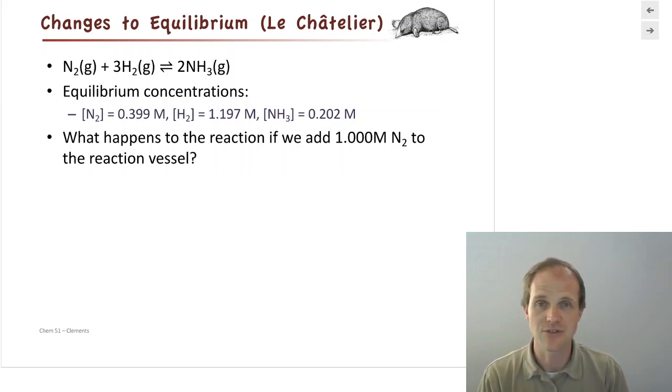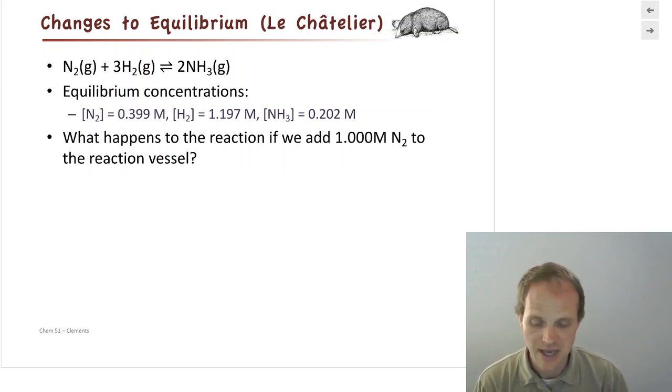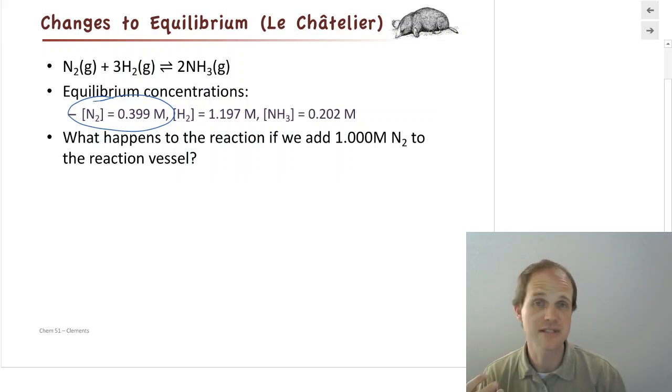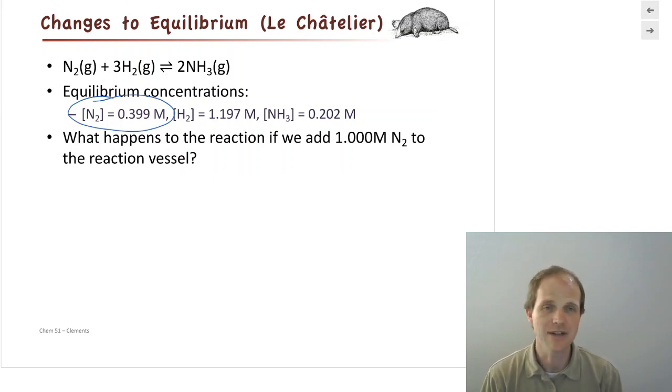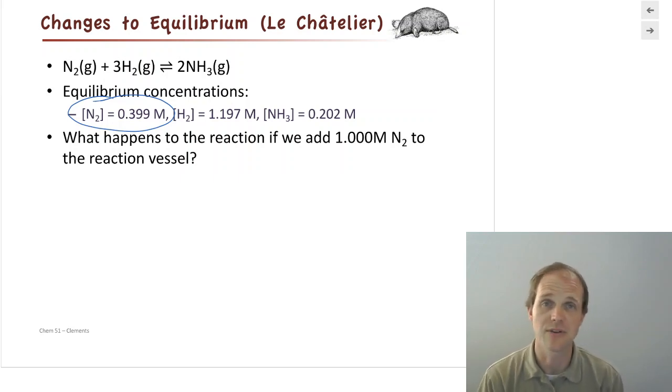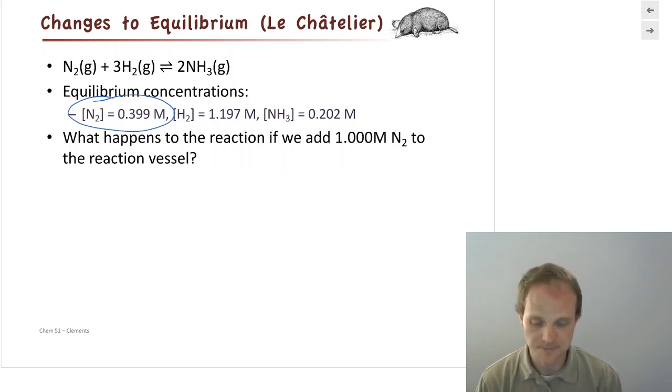We've got nitrogen, hydrogen, ammonia. It's at equilibrium, and we've got those three equilibrium concentrations. What we want to know is what happens to the reaction if we add some nitrogen to it. So we're going to take these equilibrium concentrations and add nitrogen so that instead of having 0.399 molar, we're going to have 1.399 molar. We want to know what's going to happen to the reaction. It's currently at equilibrium. Is it going to stay at equilibrium, or is it going to shift one way or the other, make more reactants, make more products?